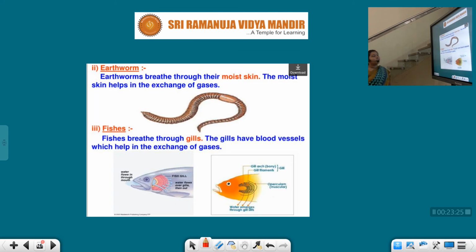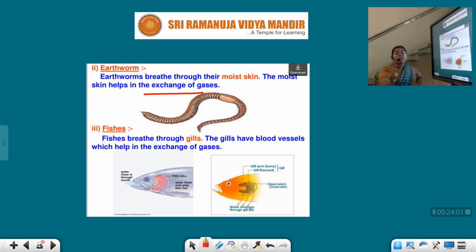Now let us see about the earthworm and the fishes. Earthworm breathes through its moist skin. The moist skin helps in the exchange of gases. So the earthworm's body is covered with moist skin. The skin keeps on secreting some mucus. It has a mucous membrane, which secretes mucus. So in the earthworm, skin is a respiratory organ. It does not have any special respiratory organs like humans. Here, skin is the respiratory organ.